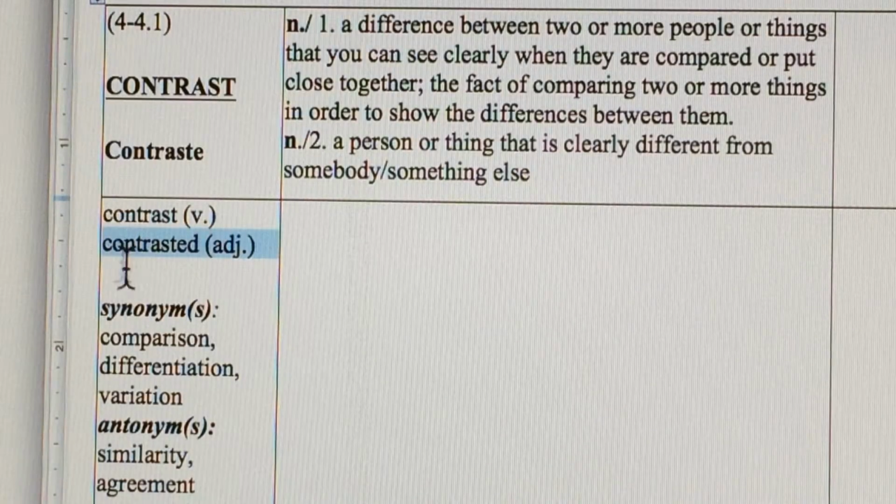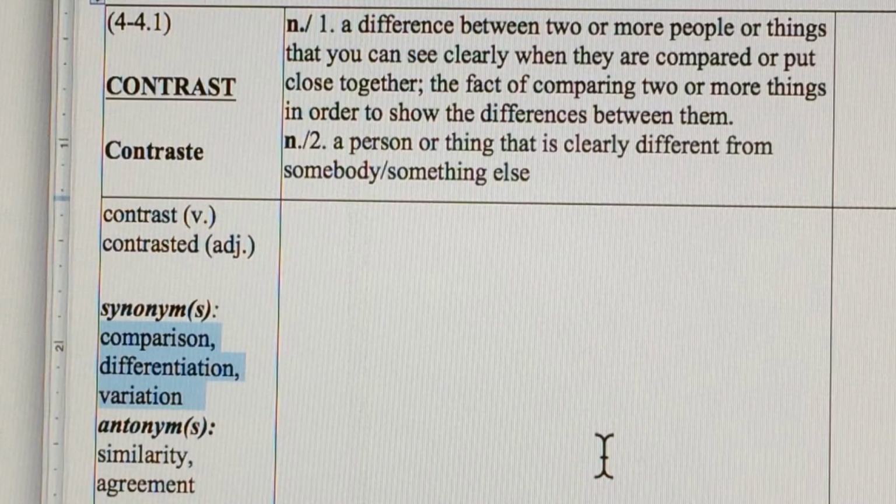We do have the participle form, the adjective form, contrasted. And then we have several synonyms: comparison, differentiation, and variation. We also have two antonyms, similarity and agreement.